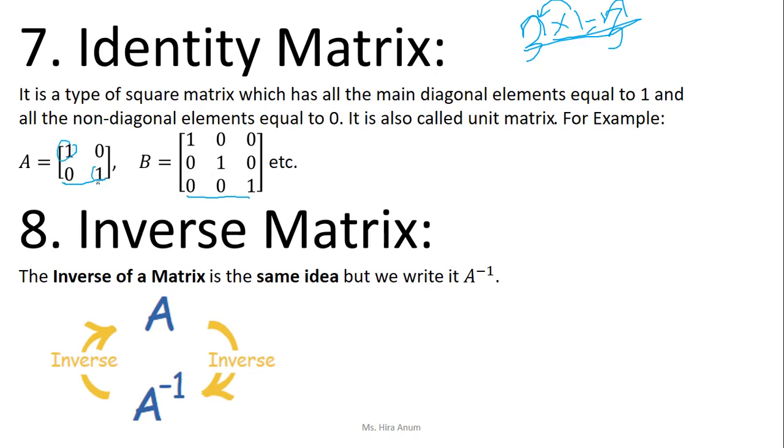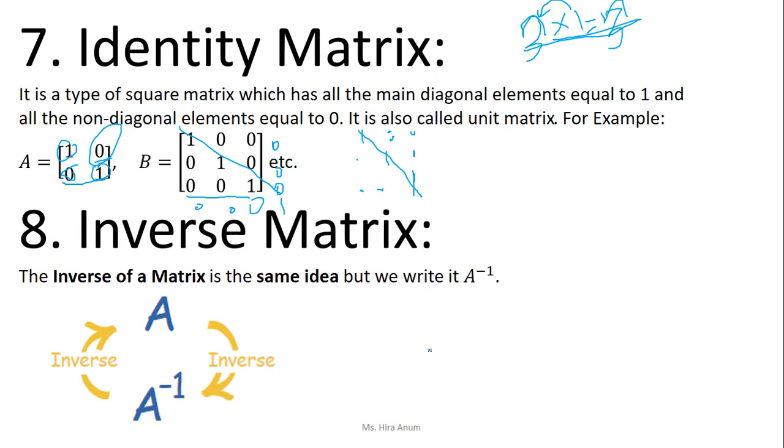These entries will be 1, other entries will be 0. In 4 cross 4, it will be 1 here and 0 0 0 0 0 0. So only diagonal elements have one values. Other elements above the diagonal line are 0, and below the diagonal line are 0.